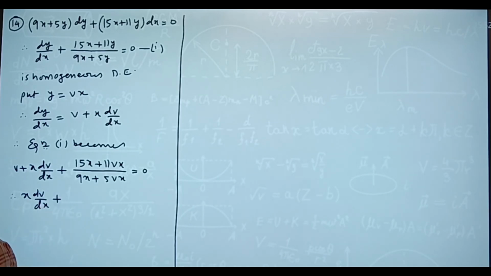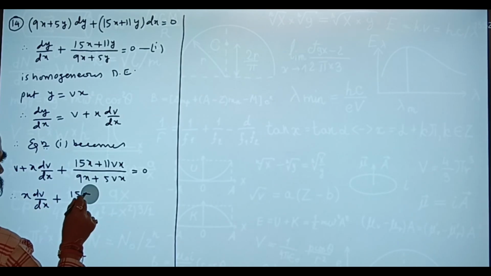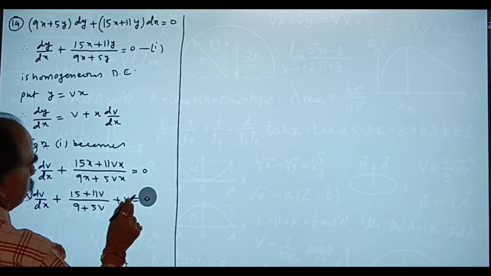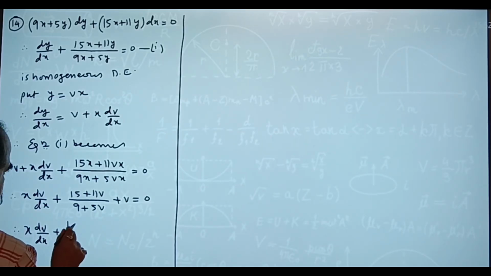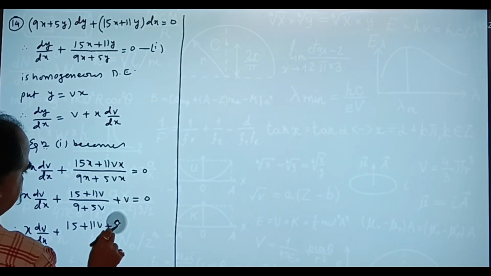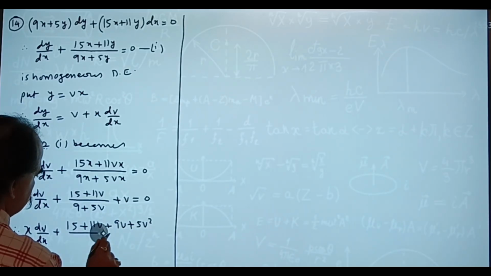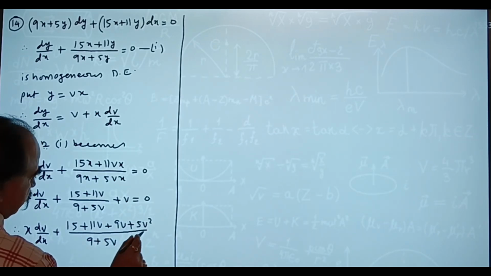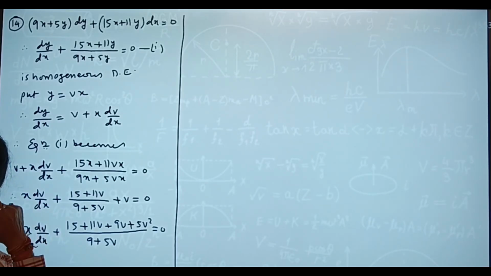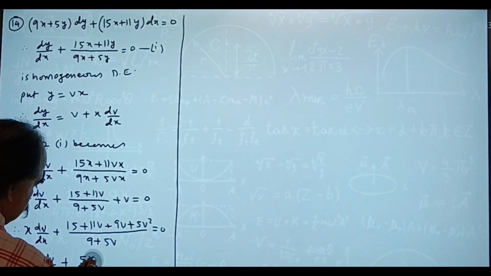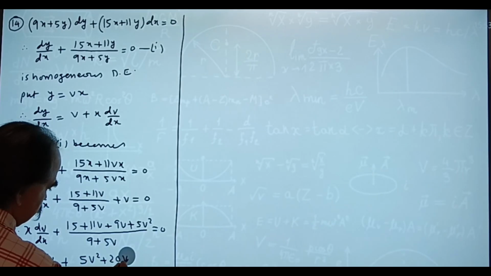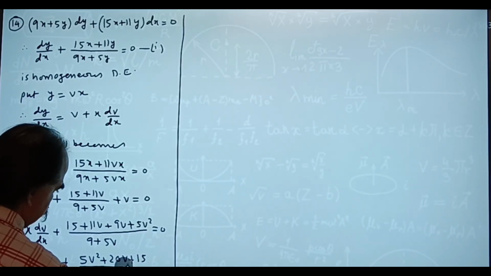x dv by dx plus x common will get cancelled. So 15 plus 11v upon 9 plus 5v plus v is equal to 0. x dv by dx plus 15 plus 11v plus 9v plus 5v square upon 9 plus 5v is equal to 0. x dv by dx plus 5v square plus 20v plus 15 upon 5v plus 9.